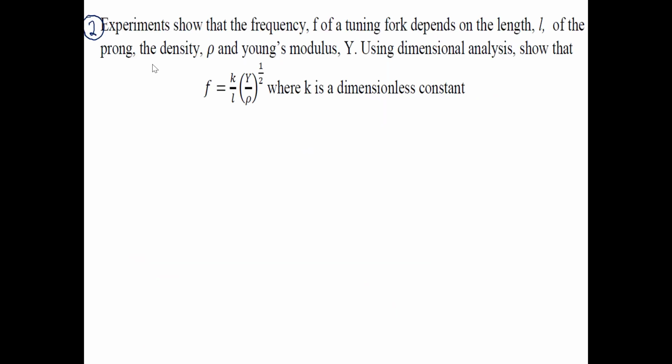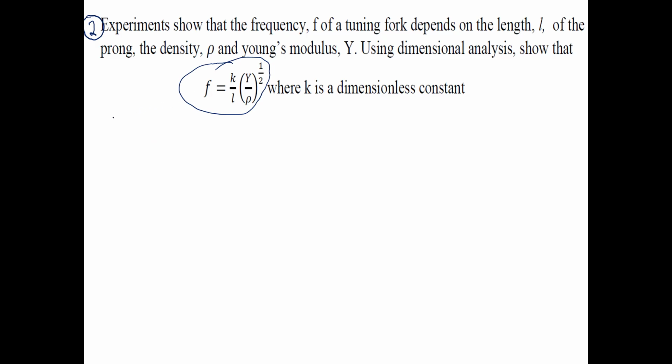Okay, let's try this question number 2 together as well. The question says that experiments show that the frequency f of a tuning fork depends on the length L of the prong, the density rho, and the Young's modulus y. Using dimension analysis, show that the frequency f is given by that equation, where k is a dimensionless constant. So assume that you've not seen this equation here and just do your normal work.